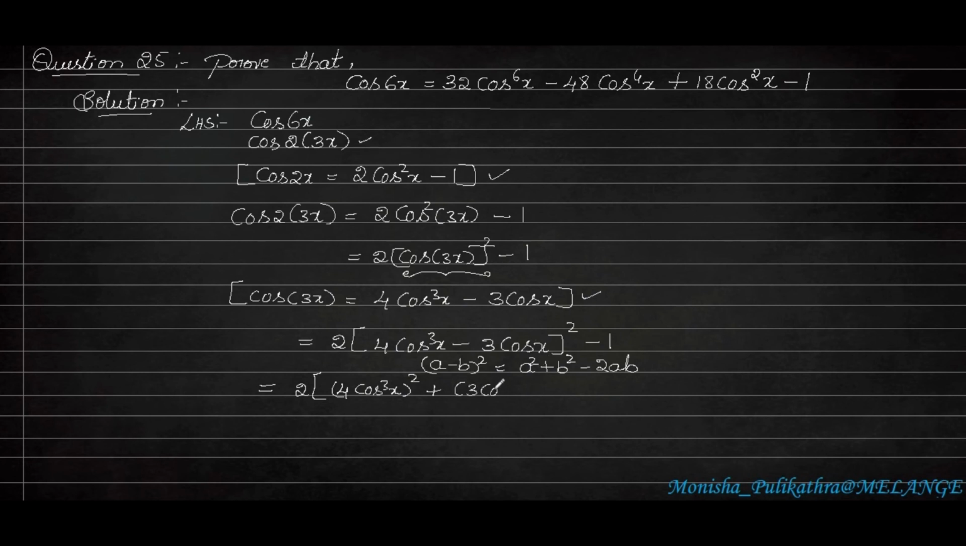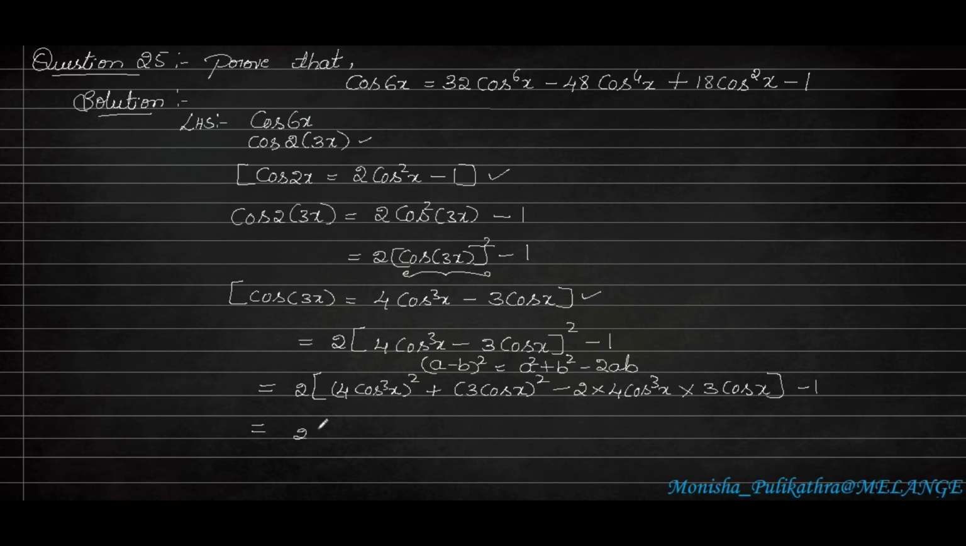So this entire term will become b square, that is 3 cos x whole square, minus 2 into a into b. So 2 into a is 4 cos cube x, into b is 3 cos x, and include this minus 1 also.